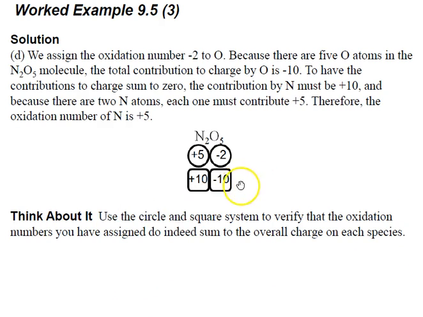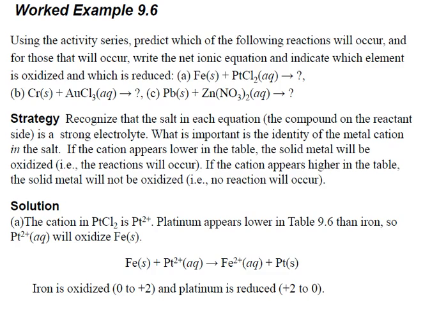And then here, as the slides have set up, they've used circles and squares. The circle is the individual charge, and then the square is the total charge. And that just separates the 2 ideas from each other. Let's move on to example 9.6. Using the activity series, predict which of the following reactions will occur, and for those that will occur, write the net ionic equation and indicate which element is oxidized and which is reduced. And we have 3 situations to look at.